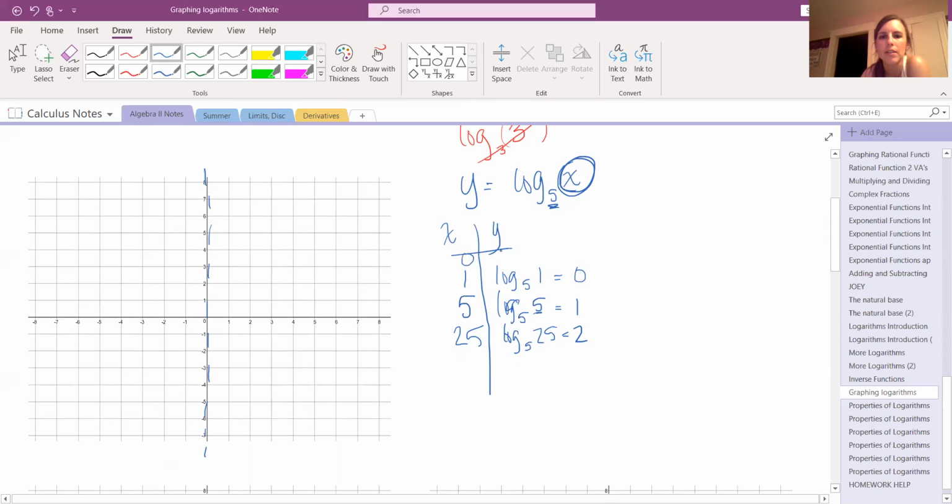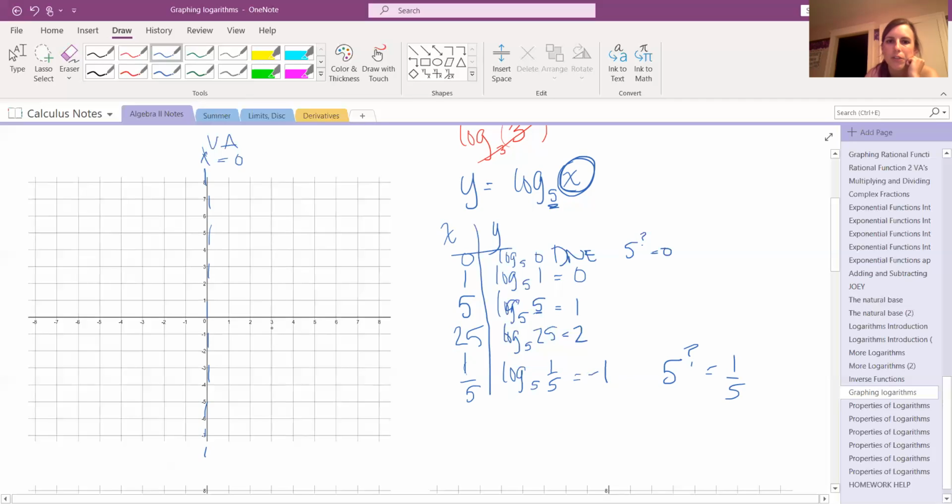What if I try doing 0? Log base 5 of 0. 5 to what power is 0? Well, nothing. So 0 does not exist, and that's exactly why we have a vertical asymptote of x equals 0. Let's try and get different values. What if I do a fraction? What if I do 1/5? Log base 5 of 1/5. 5 to what power is 1/5? Well, that's 5 to the -1. So let's go ahead and plot these points here. 0 does not exist. I have 1, 0, 1, 2, 3, 4, 5, I have 5, 1.